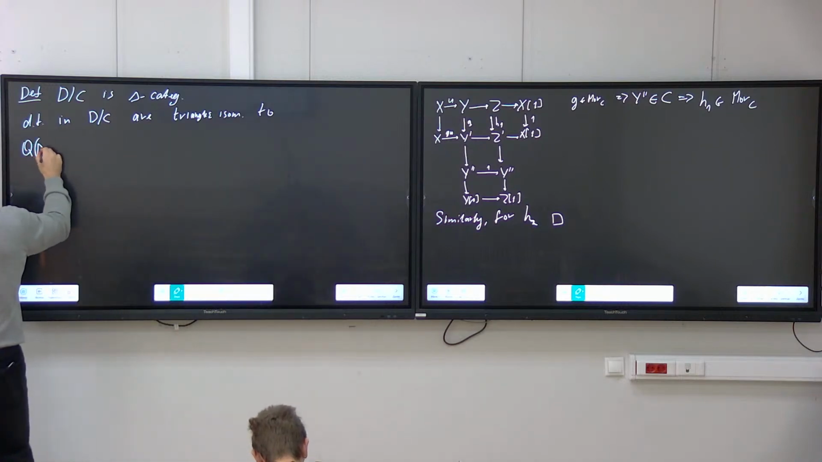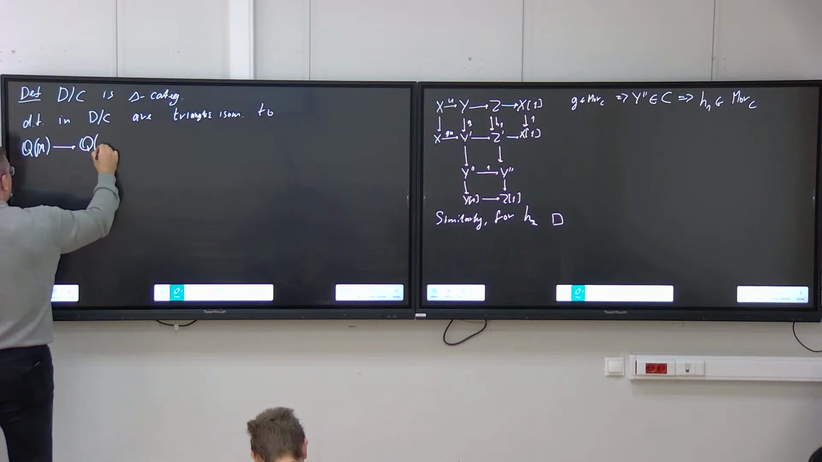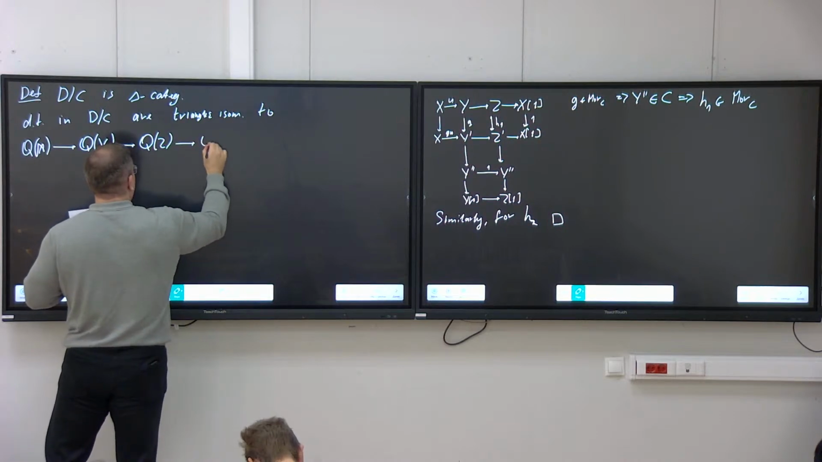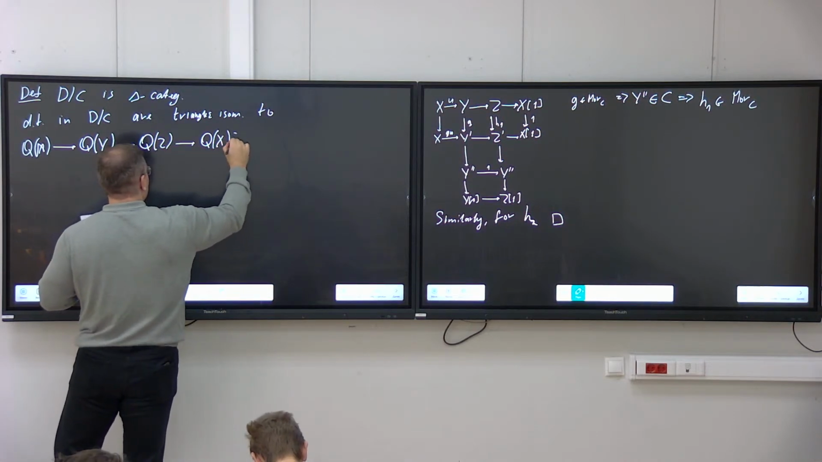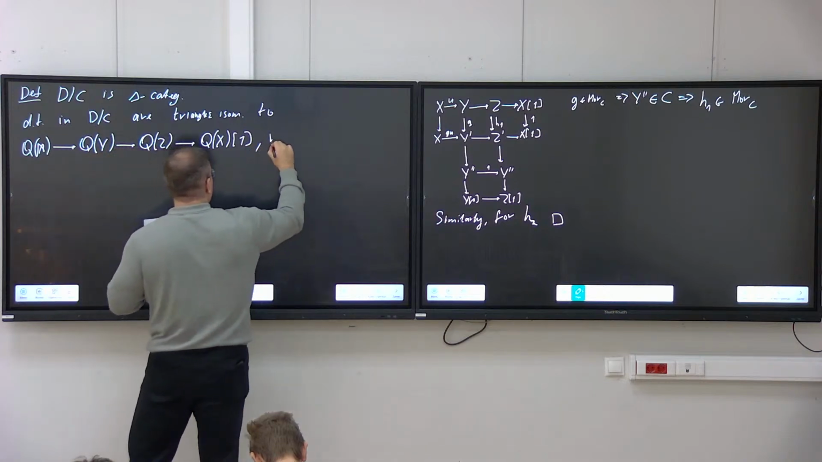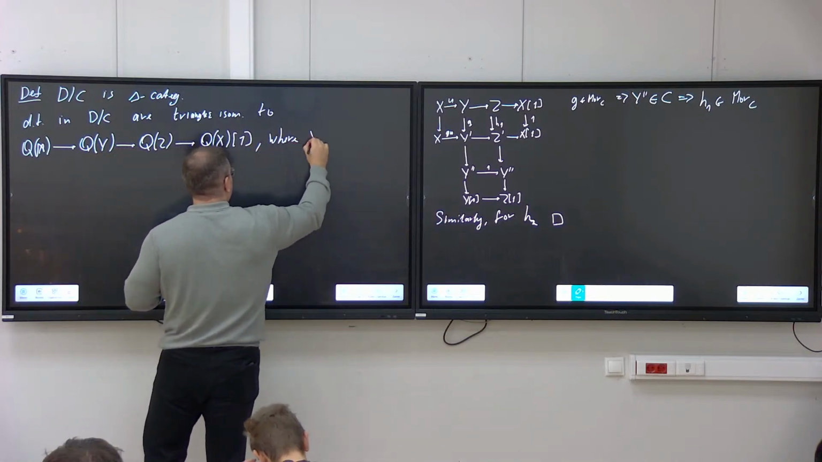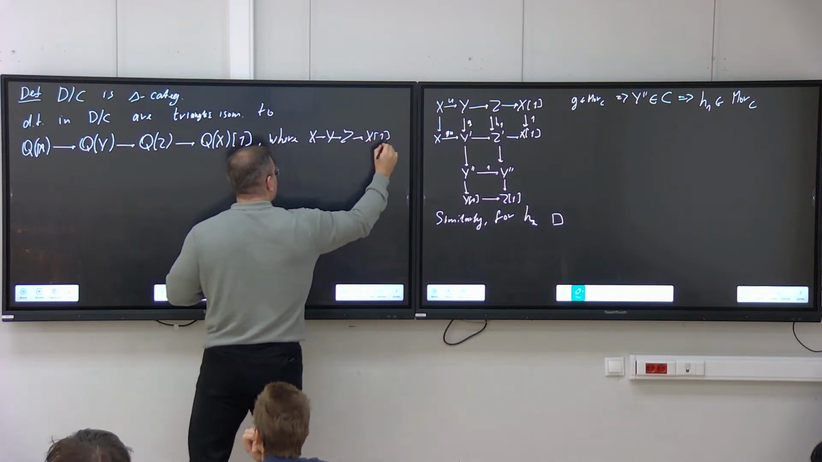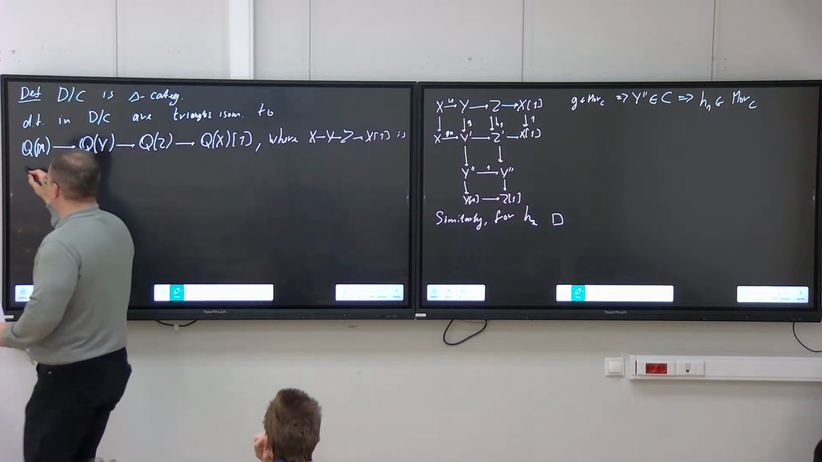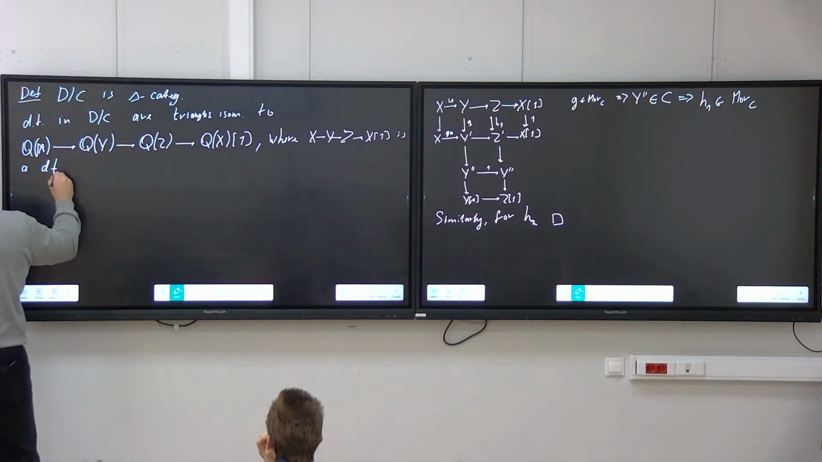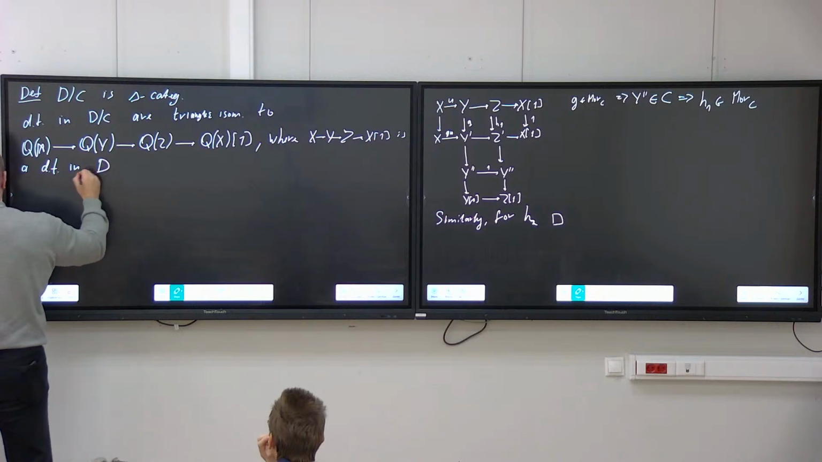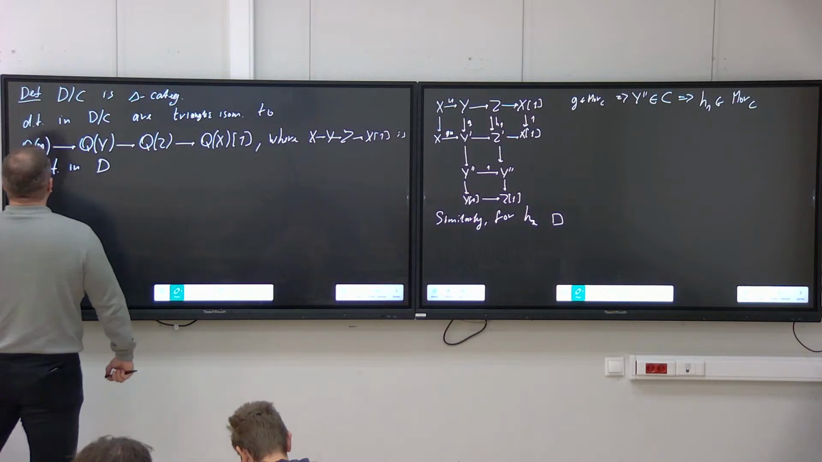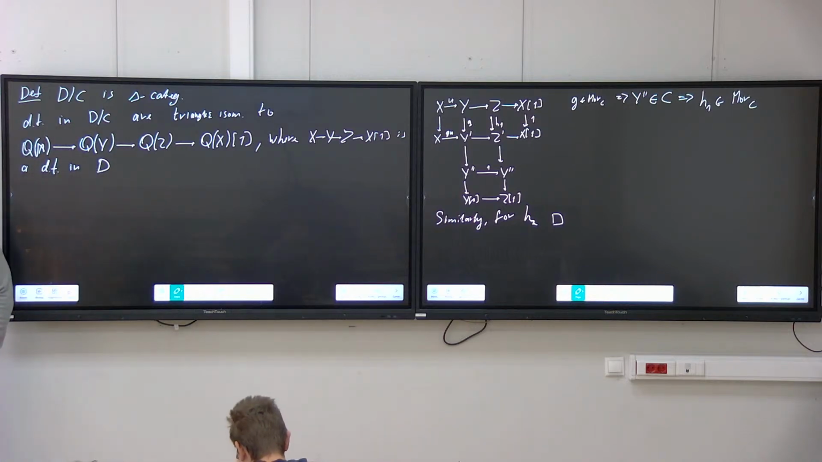You take U of X, U of Y, and then U of Z, and then U of X shifted by 1, where X, Y, Z is a distinguished triangle in the category D. So this is how you define the distinguished triangles.